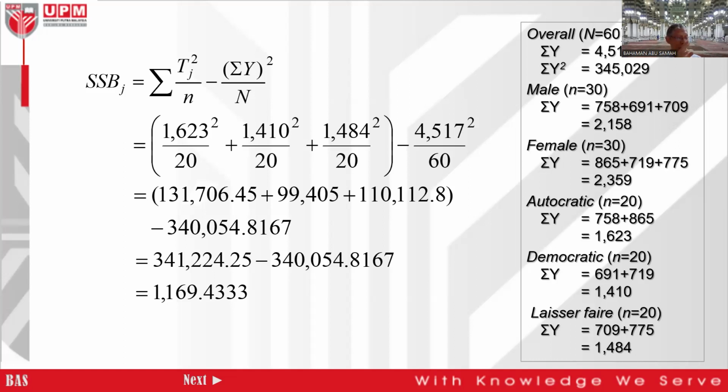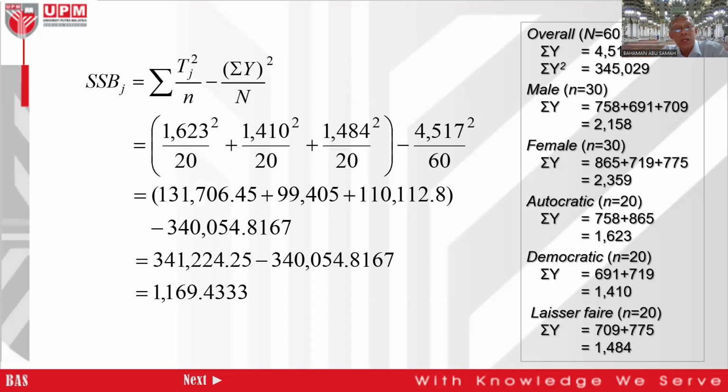But remember, not the leadership style for the teachers, the leadership style for the principal under which the teachers are working. Okay, that will be the third sum square: sum square total, sum square between I, sum square between J.